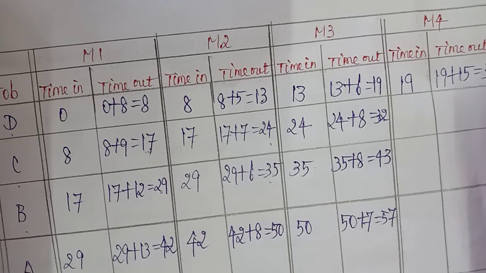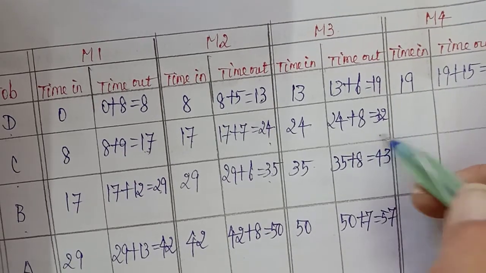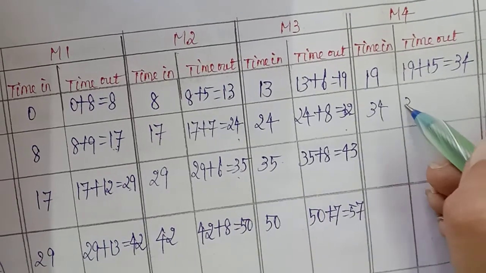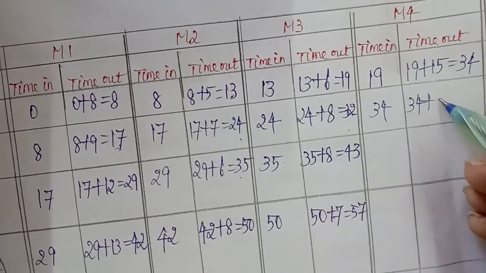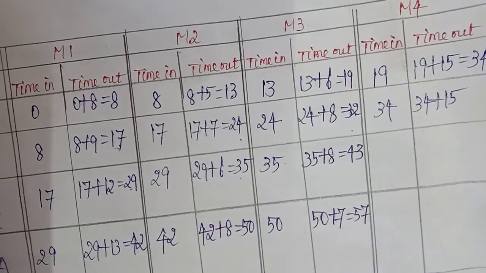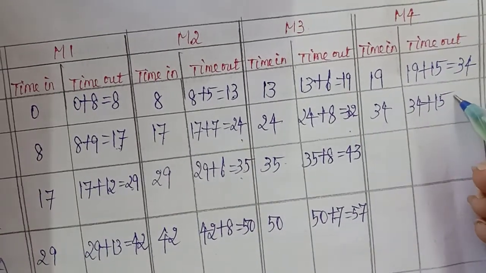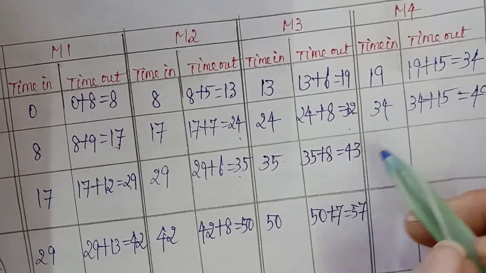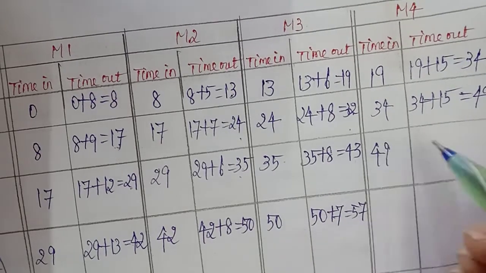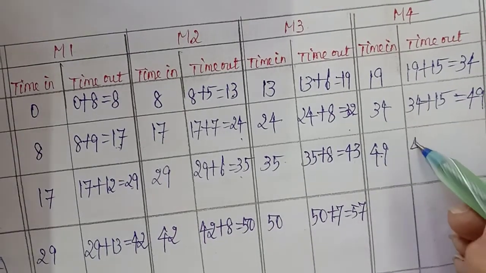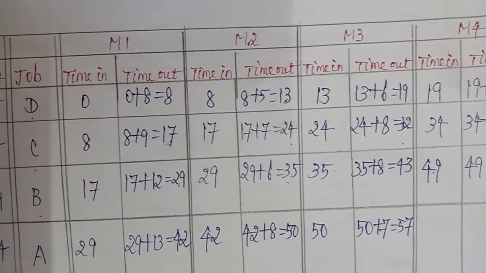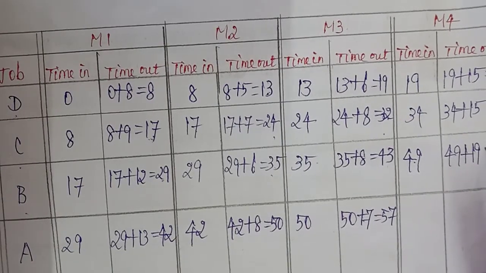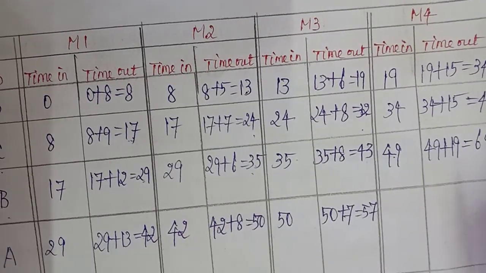So 34. 34 and 32 you compare. The greatest value is 34. So 34 you have to put. 34 plus 15. Okay, the corresponding processing time is 15. 34 plus 15 is 49. 49 and 43 you compare. 49 is the largest value. 49 plus the corresponding processing time is 19. So 49 plus 19, 68.